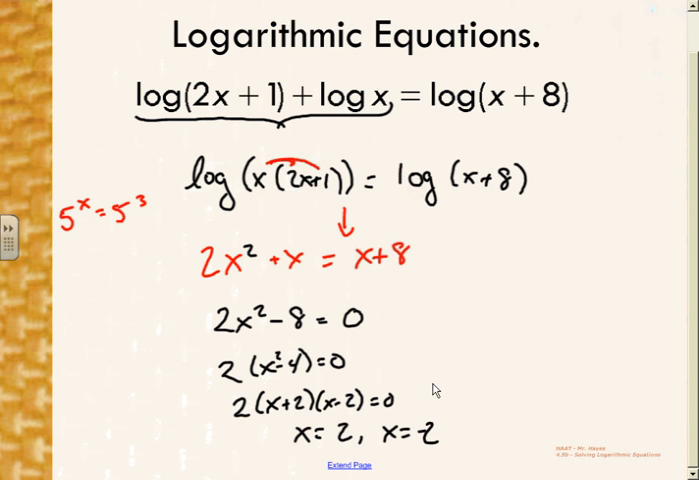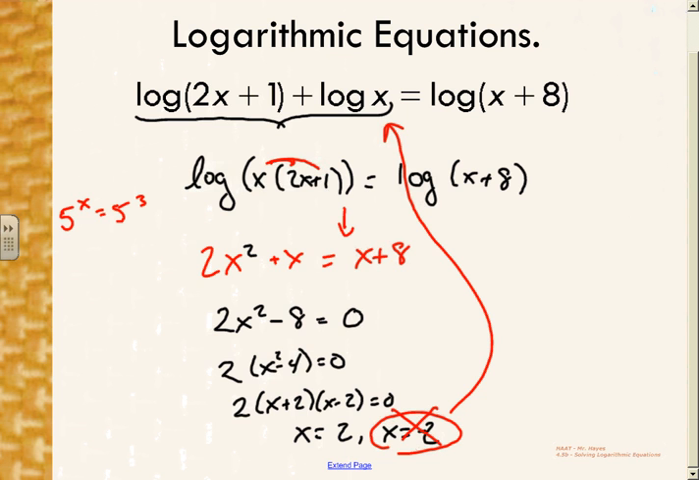Now, while we're not quite done, because we need to make sure that we double check to see if these answers work up here. Remember, you can only take logarithms of numbers larger than 0. So in this case, negative 2 is not going to work because that would be a problem right there. Okay, so your final answer is x equals 2.